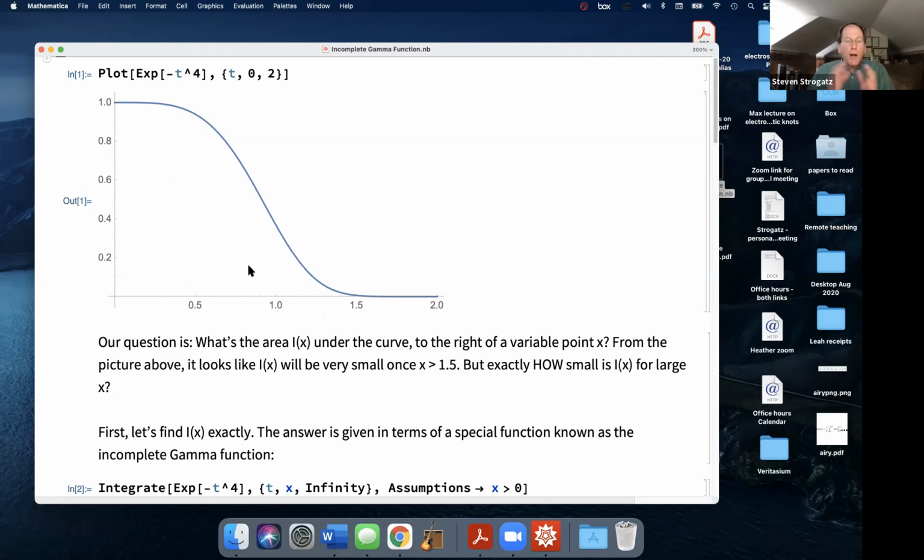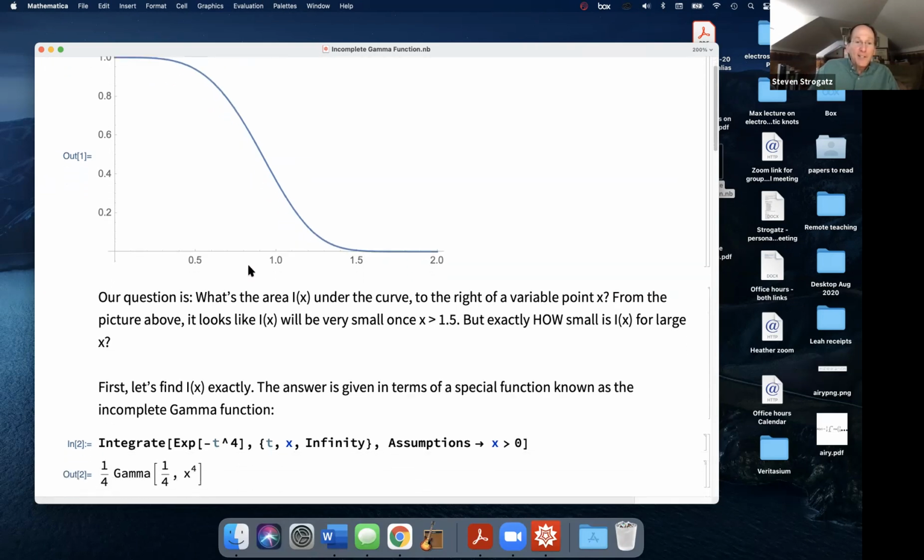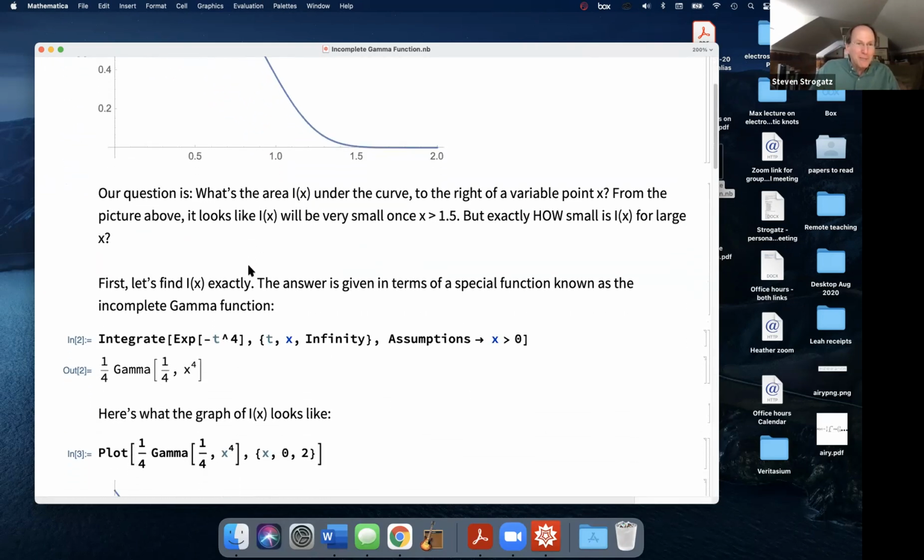Okay, now, just for curiosity, I asked Mathematica to calculate I of x exactly to see if it can do it. And it turns out it can. I didn't know that this was possible. The answer is given in terms of a special function that I've never studied called the incomplete gamma function. So Mathematica says if you integrate e to the minus t to the fourth with respect to t from x to infinity, where we have to tell it we're thinking of x as a real number greater than 0. Otherwise, it thinks we might be thinking of a complex number for x.